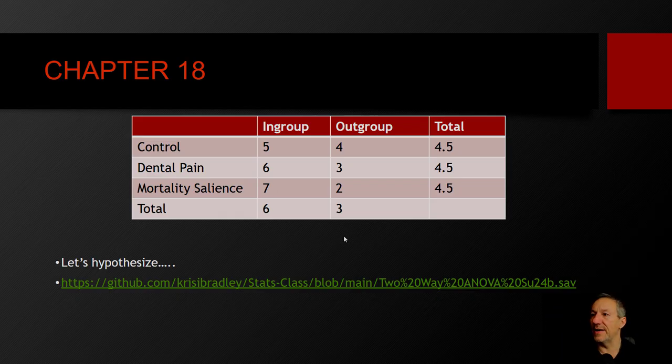If we were to think about simple effects, if these were our actual numbers, it's like, okay, 5, 6, and 7, what's the average? 6, so that's our total. For the out-group, the average of 4, 3, and 2 is 3. We would be comparing 6 to 3 for the independent variable group, which would make sense. If these were the actual numbers up here, to get our average there, 5 and 4, 6 and 3, and 7 and 2, the average for each one of those is 4.5. So at least in this one, there would not be a main effect for control, dental pain, and mortality salience because they're all basically the same. So we'd have a main effect for the grouping, but not for the essay if this was actually our data.